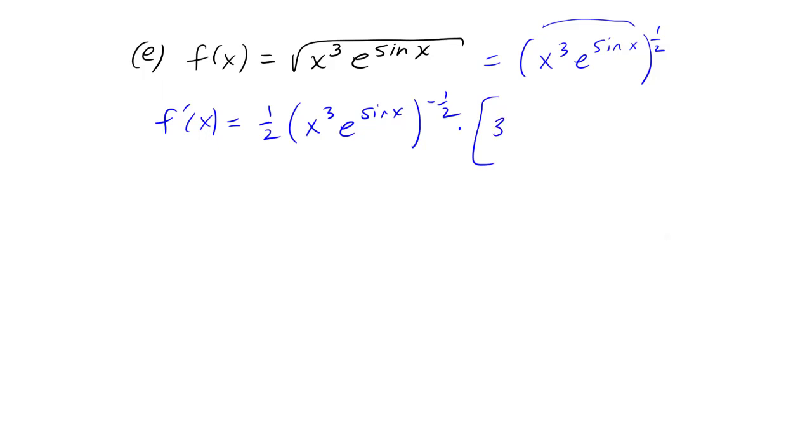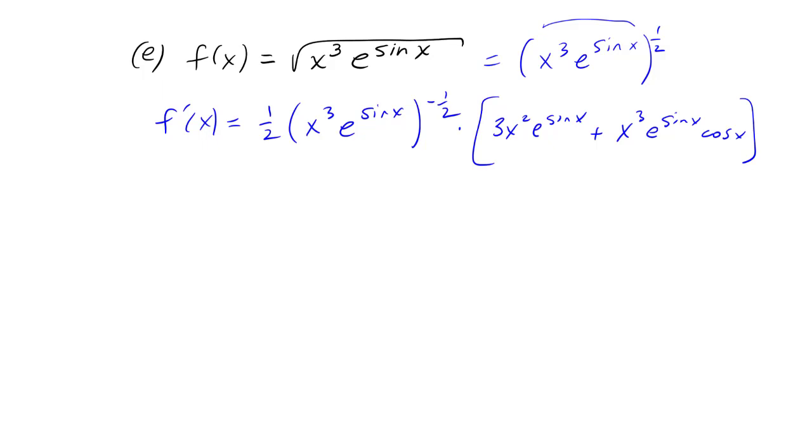So derivative of the first, 3x squared e to the sine x as it is, plus, first as it is, x cubed, times the derivative of e to the sine x, that's e to the sine x times cosine x. Cosine x is the derivative of the sine x on the chain rule.